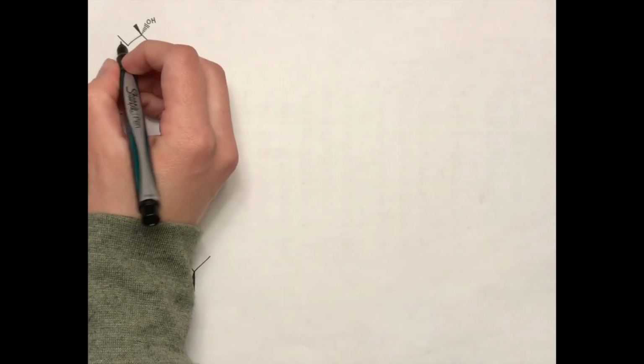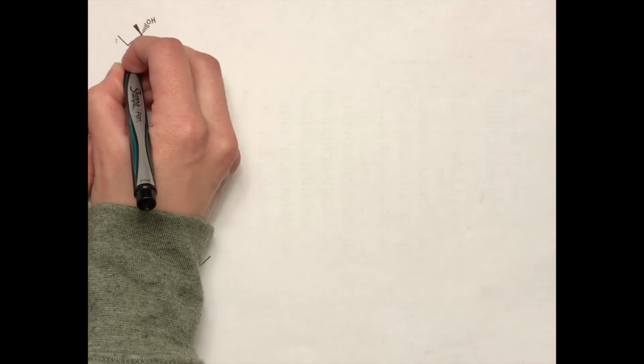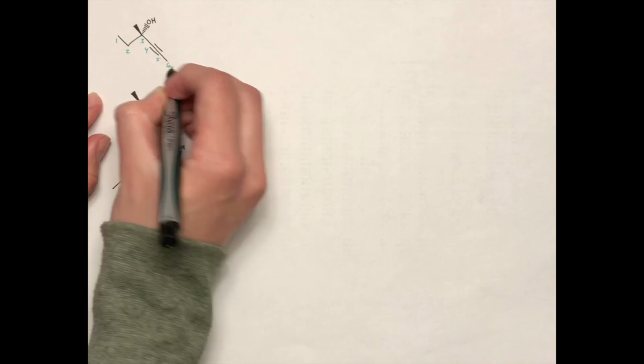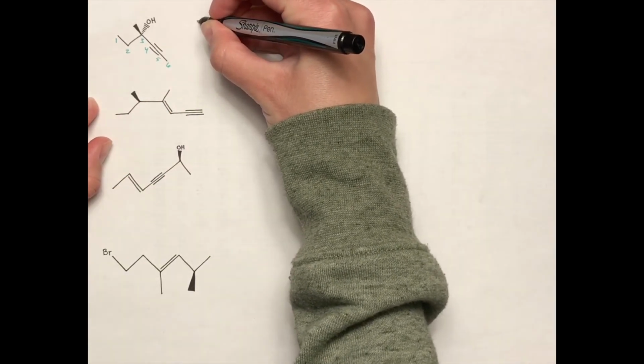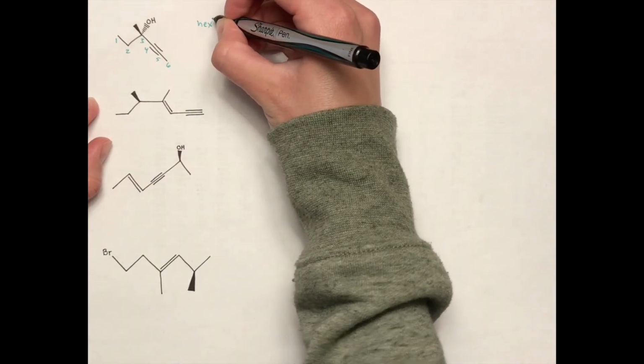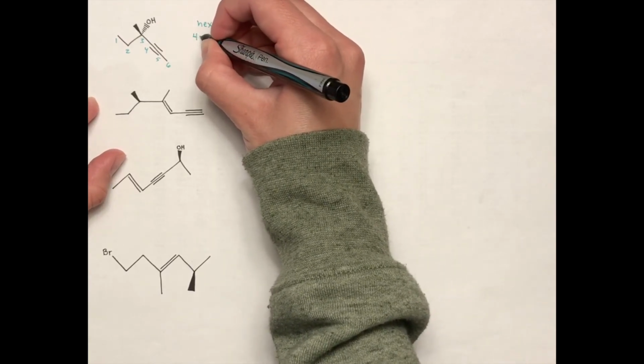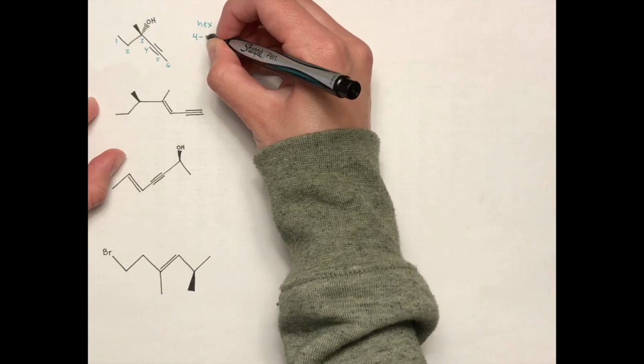Okay, starting with the first one, let's number our carbon chain. 1, 2, 3, 4, 5, 6. We know we have a hex. Looking at this, we can see that at carbon number 4, we have a triple bond.